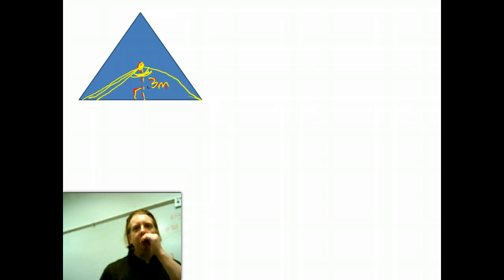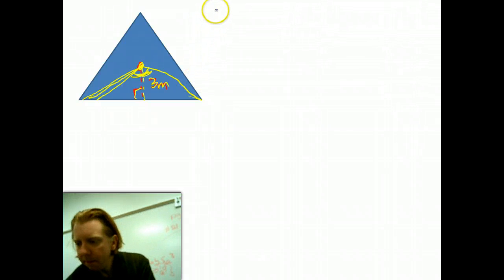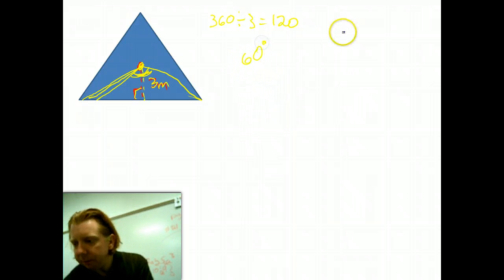120. Where do you get 120 from? 360. Yeah. 360 divided by 3 gives me 120 degrees there. So let's go ahead and take half of that. So we're really talking about 60 degrees, right? Because I'm really working with this triangle. And that angle up there is my 60. This over here is 3.